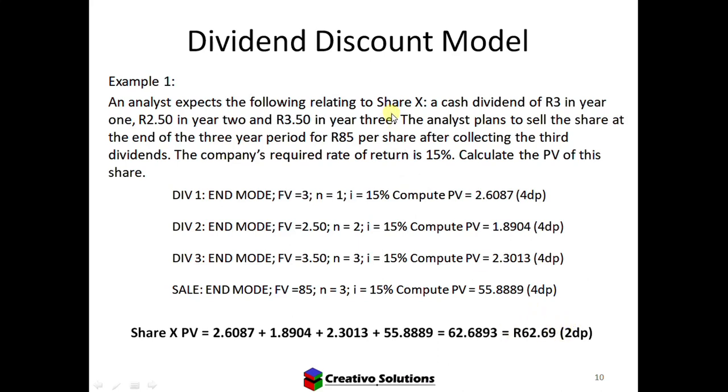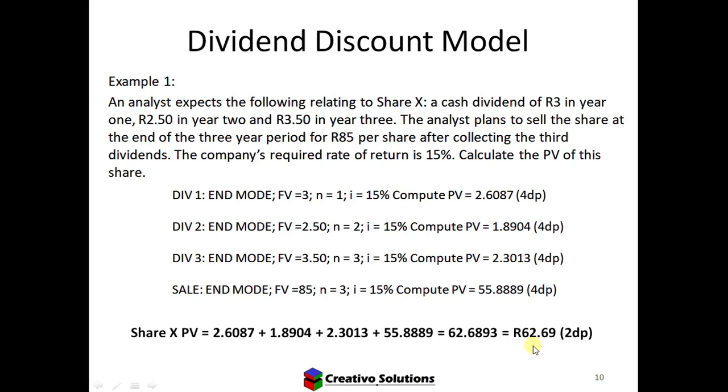I would go to the market, maybe the JSE for example, or whichever equity market you're going to be looking at in terms of valuations. So if share X is valued at 62 Rand 69, if the current market price is less than 62 Rand 69, then I would consider that as being a buying opportunity, because I can buy those shares at a lower price than the value I expect. I value this share at 62.69.